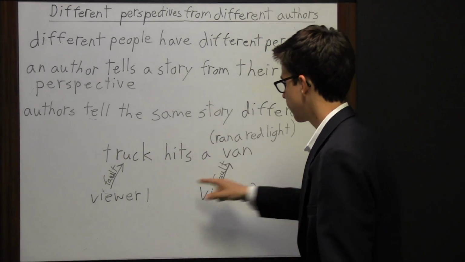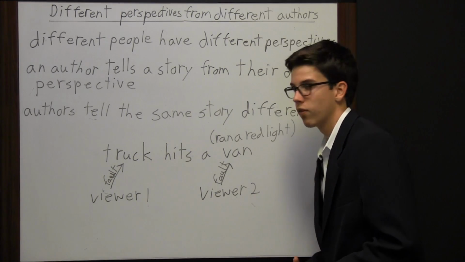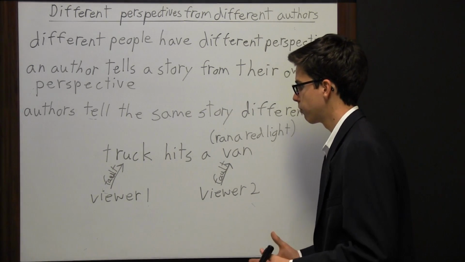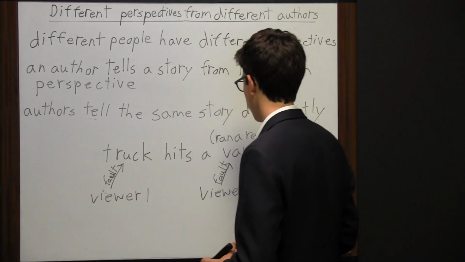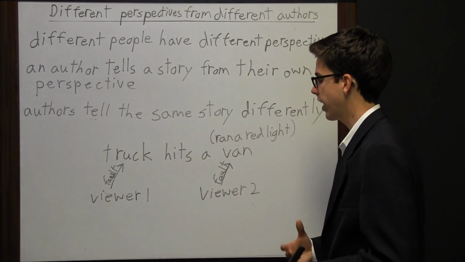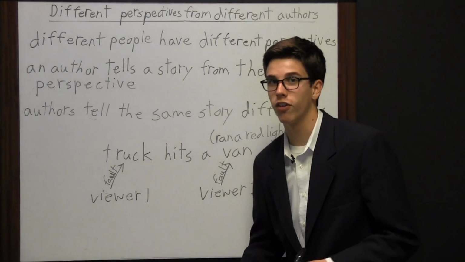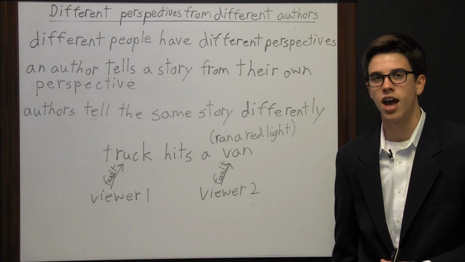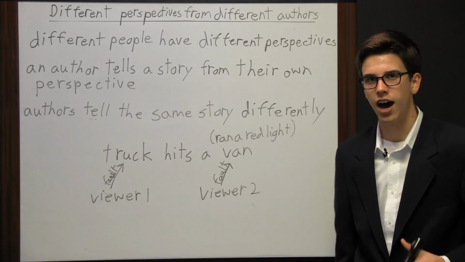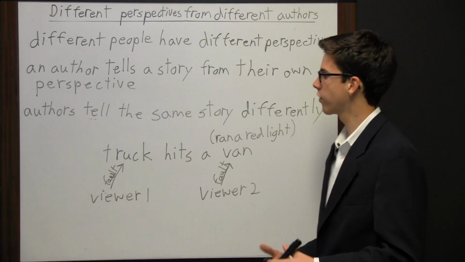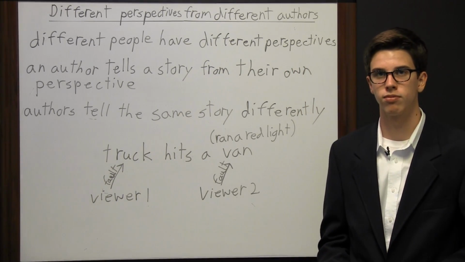So we have viewer one and viewer two, and so both are just going off what they saw from their point of view, from their angle, based on the information that they know. Viewer one thinks the truck's at fault, while viewer two thinks the van is at fault. So you can see here, both from this example and the earlier example I talked about with arguments, how people's point of view causes them to emphasize different aspects of a certain story. And so that's why two authors can tell the same story two different ways.